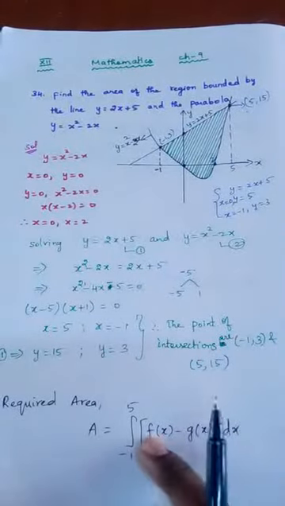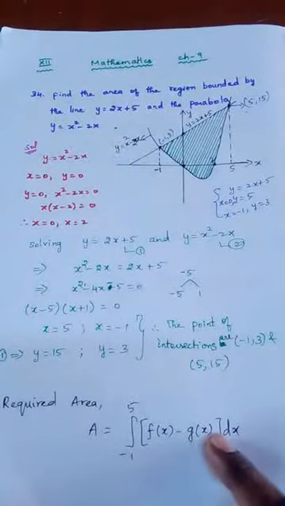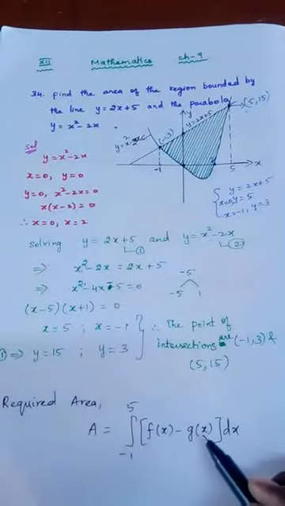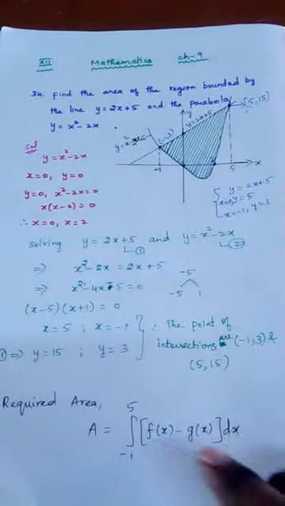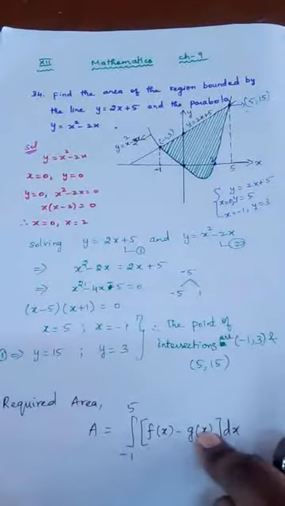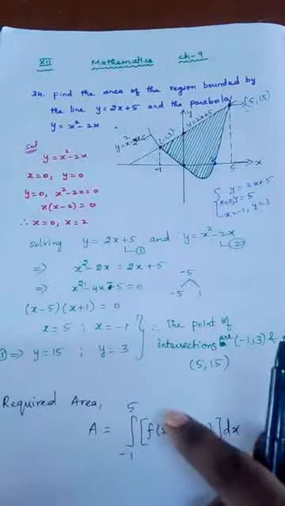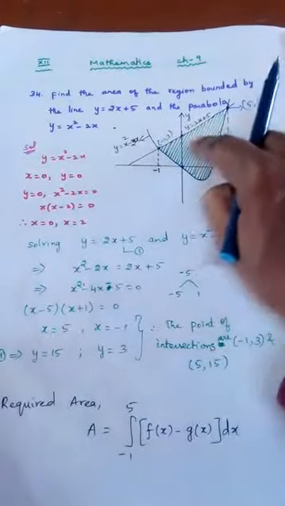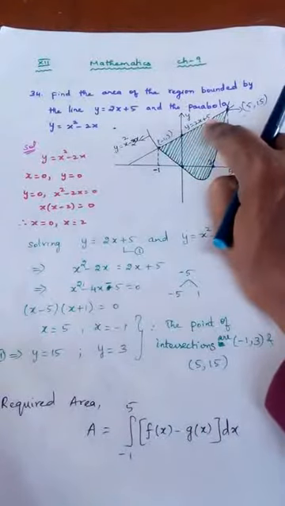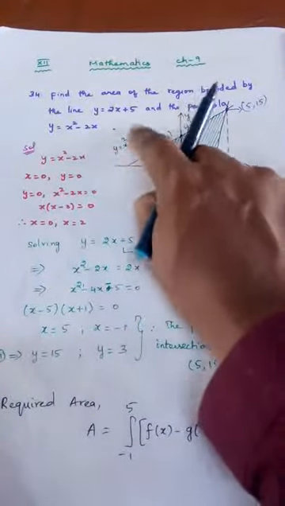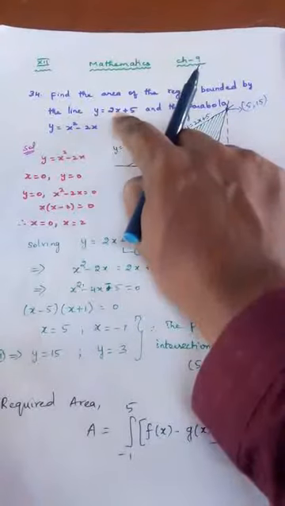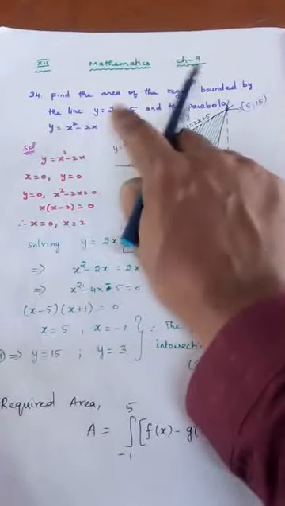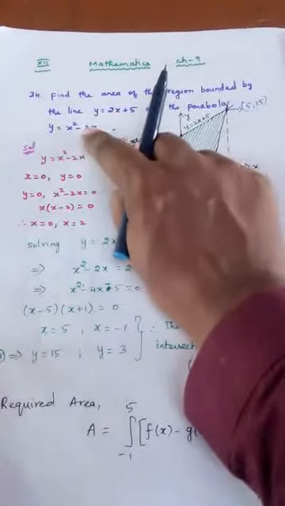If dx comes here, we should write f of x minus g of x, where f of x is the first curve and g of x is the second curve. Now how to choose what is f of x and what is g of x is the next problem. We have two curves. One is a straight line, y is equal to 2x plus 5. The other one is the curve y is equal to x square minus 2x. The straight line can also be called a curve. Keep that in your mind. So this is one curve, this is the second curve.